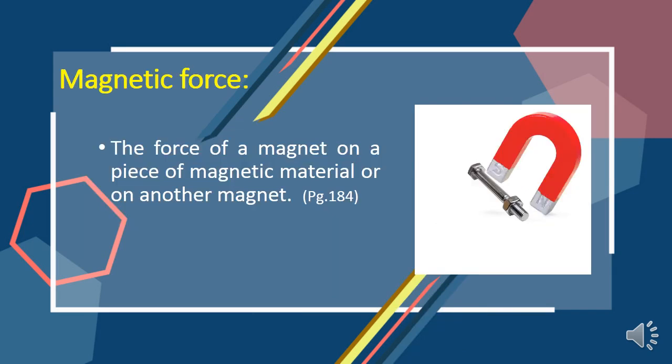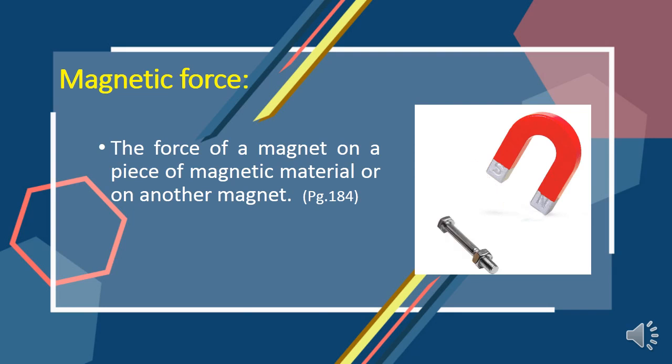Magnetic force. This is a new expression now. What do we mean by magnetic force? It is the force of a magnet on a piece of magnetic material or on another magnet. So it's the force exerted from the magnet itself on other objects like this one here. The screwdriver is attracted by the magnet, so there is a force between them. And we can't see this force, we can't see the effect of it, and sometimes its effect is on other magnets.